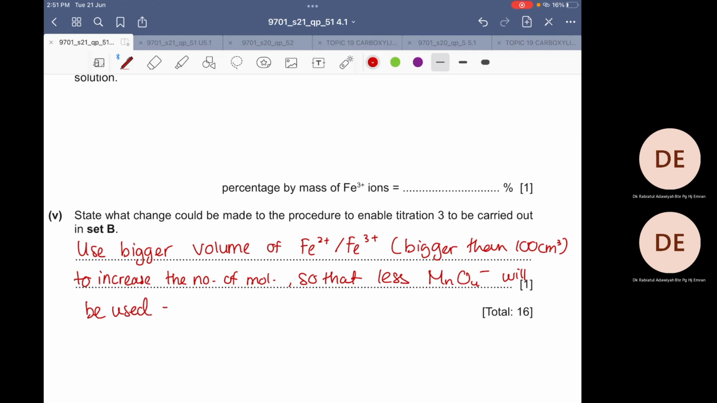I personally don't like question 2. And I think that should be it for today. We will continue with carboxylic acid theory tomorrow.